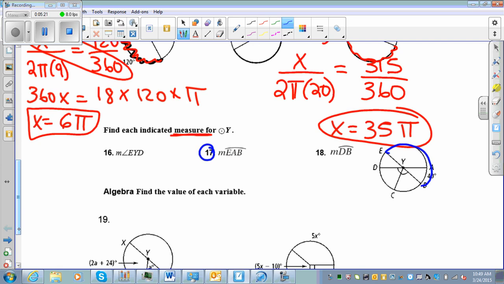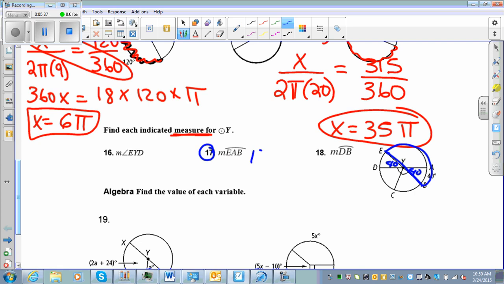I know this is 40 degree, which makes this equals to 40. And this is the diameter of the circle. So the whole thing should have been 180.